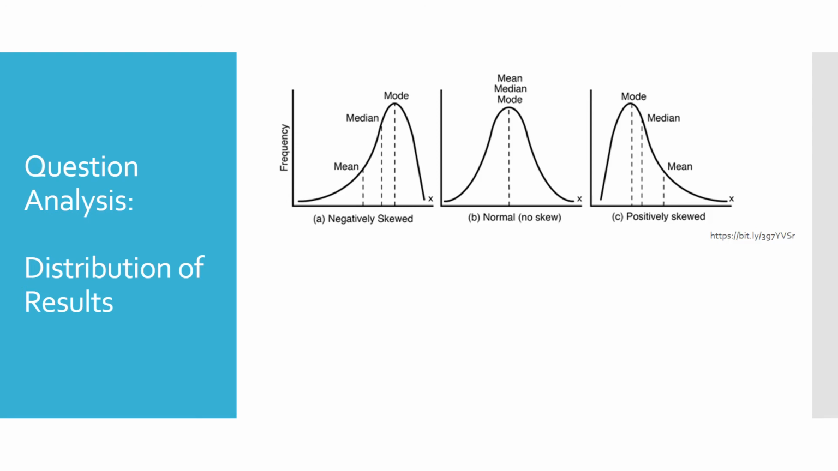If our data is skewed, we can either have what happens on the left here, which is a negative skewing, where our curve is shifted to the right and our mean is actually lower than our median and our mode, or we can have a positive skewing where our curve is shifted to the left and our mean is higher than our median or our mode.